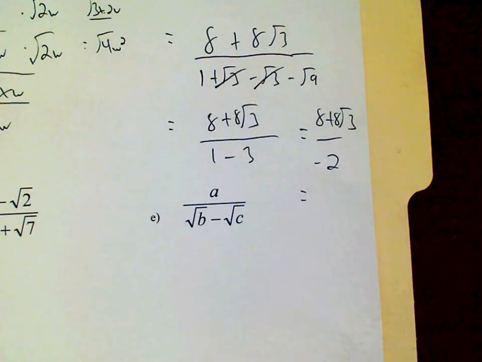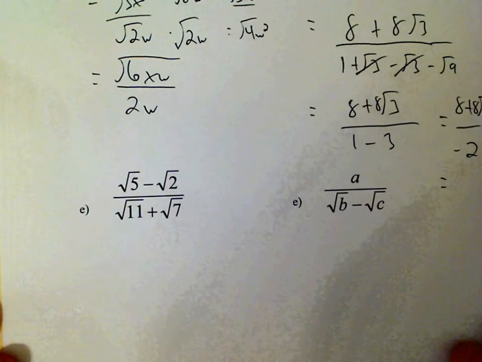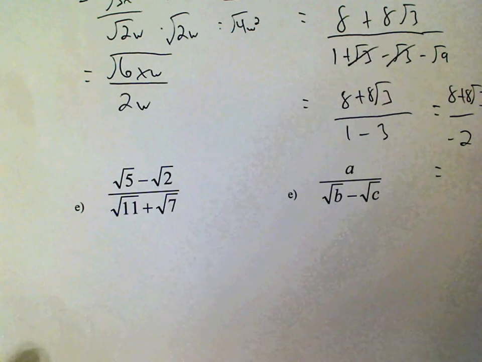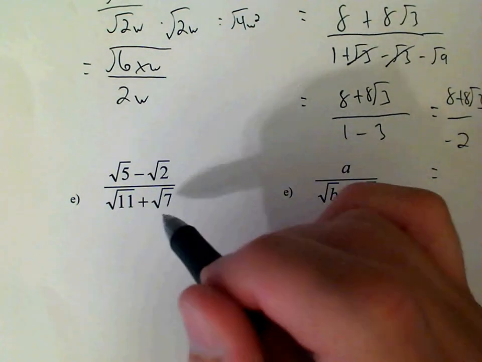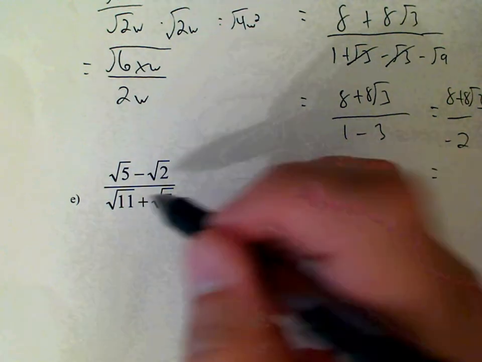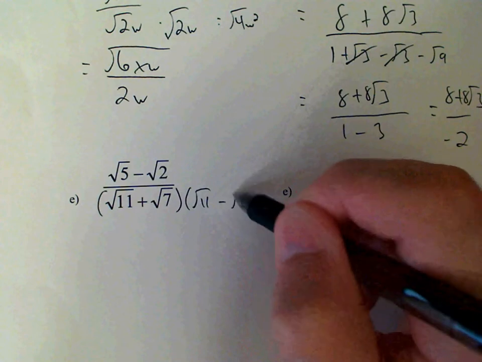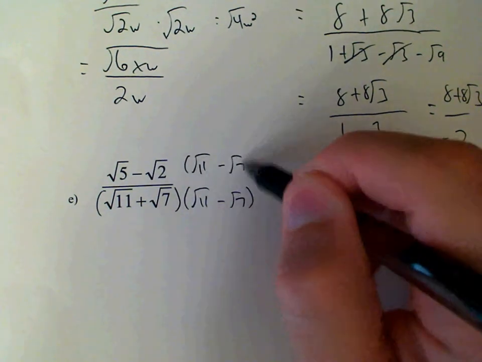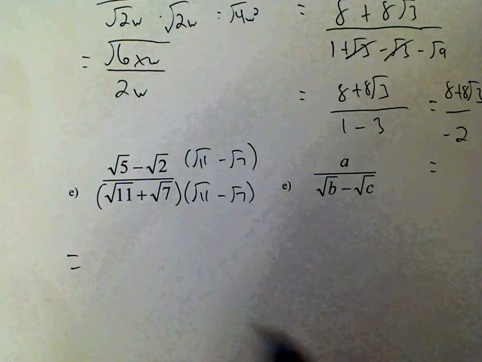We've got a couple more to do. Hopefully nothing as far as simplifying will happen, but if it does, it does. Once again, we don't want any radicals in our denominator, so we're going to multiply by the conjugate of the denominator. In this case, square root of 11 minus square root of 7. What you do to the bottom, you've got to do to the top. And hopefully the more of these you do, you'll start noticing some shortcuts.